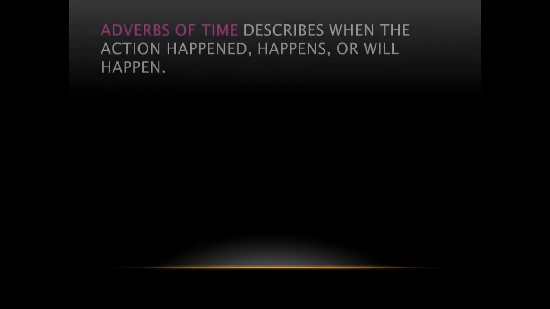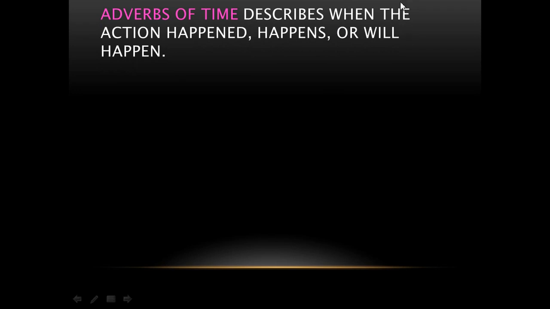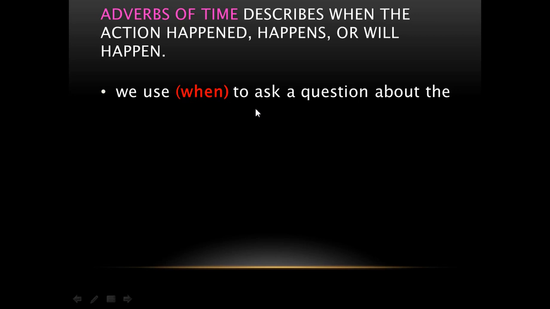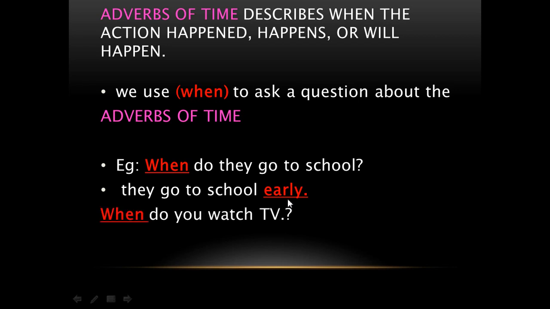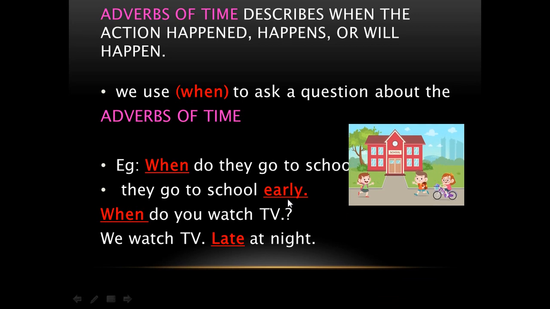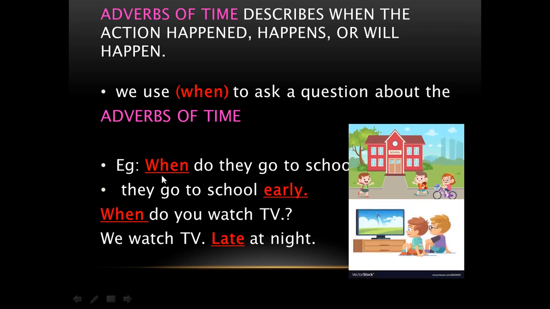Adverb of time. It's a word that describes when the action happens, or will happen. We use when to ask a question about the adverb of time. When do they go to school? They go to school early. So early here is an adverb of time. Early is an adverb of time because I used when to ask about it. It's a word that expresses the time of the action happening.